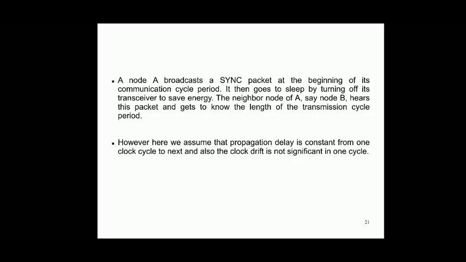In this protocol, a node, say A, broadcasts a sync packet at the beginning of its communication cycle period. It then goes to sleep by turning off its transceiver to save energy. The neighbor node of A, say node B, hears this packet and gets to know the length of the transmission cycle period. However, here we assume that the propagation delay is constant from one clock cycle to the next, and also the clock drift is not significant in one cycle.